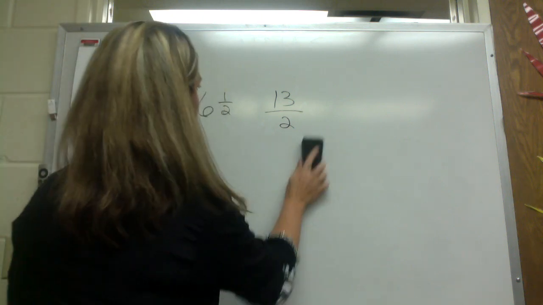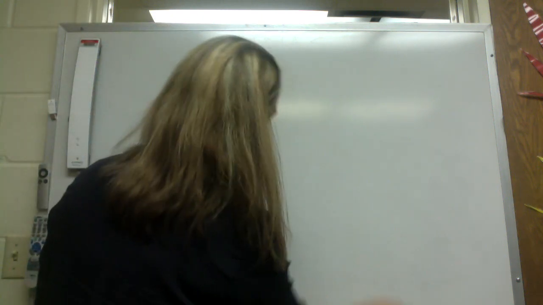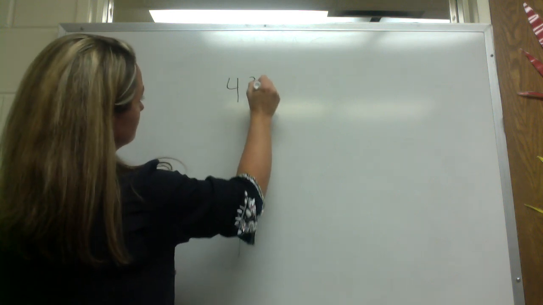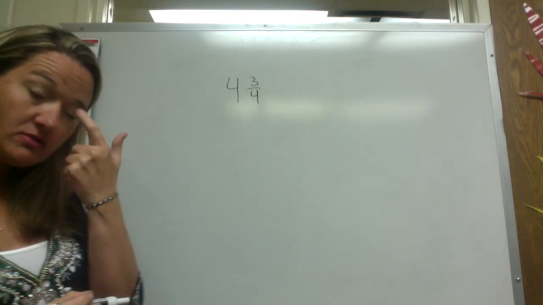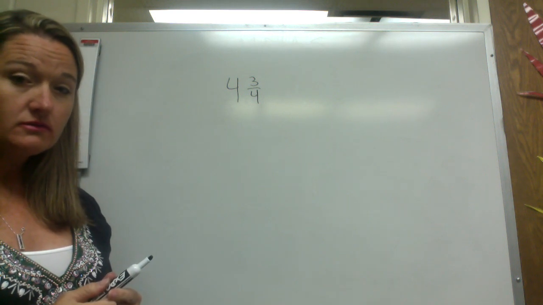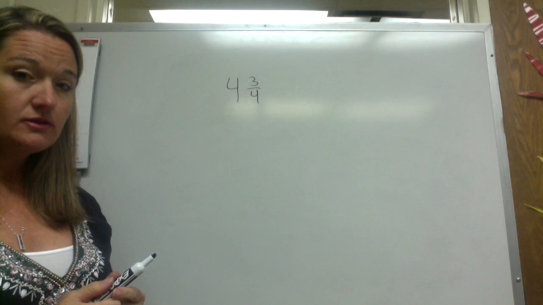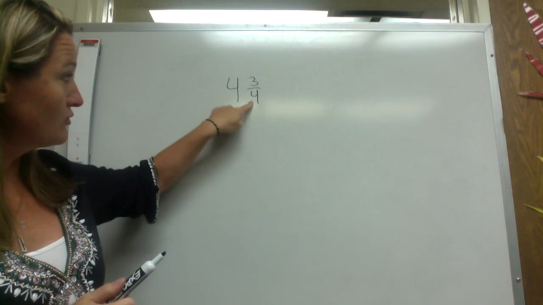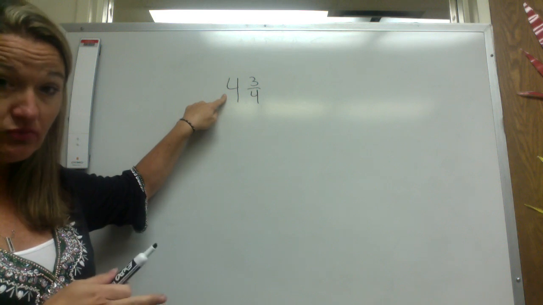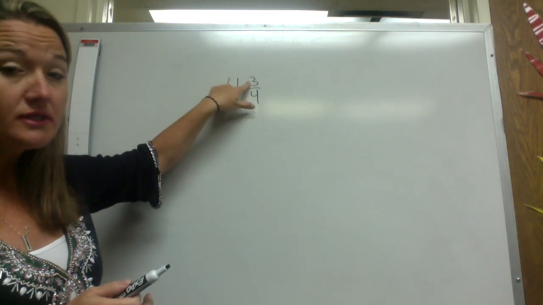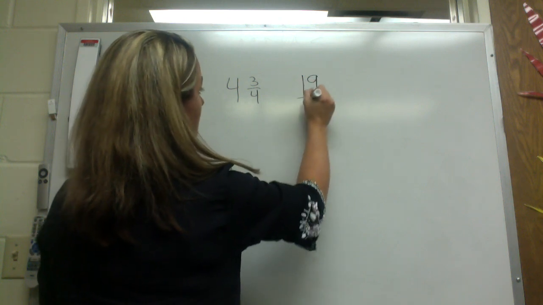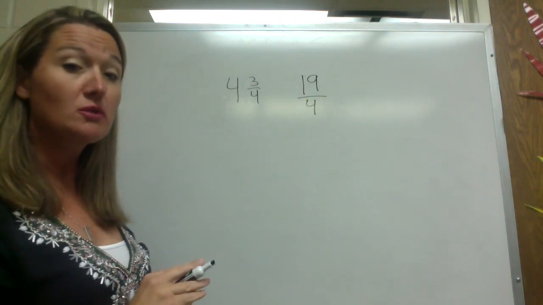Do one more. Think about this. What would be the first thing to do? To solve this, I'm going to do 4 times 4, 16. I've got 16 pieces in those 4 wholes. Then add the 3, 16 plus 3, 19/4. That's the improper fraction.